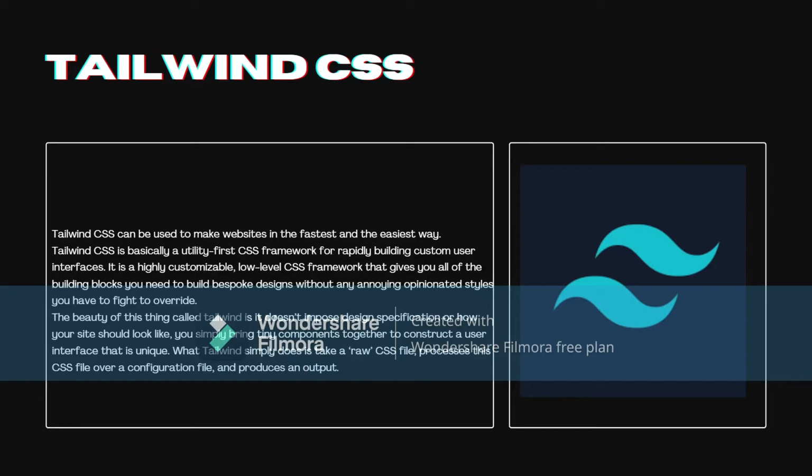What Tailwind simply does is take a raw CSS file, process this CSS file over a configuration file, and produce an output. This line means CSS is a raw CSS file. It processes over its own configuration file and produces an output. Okay, simple and easy.